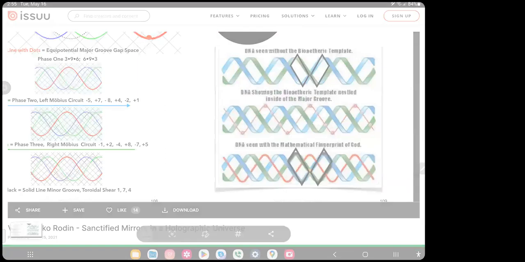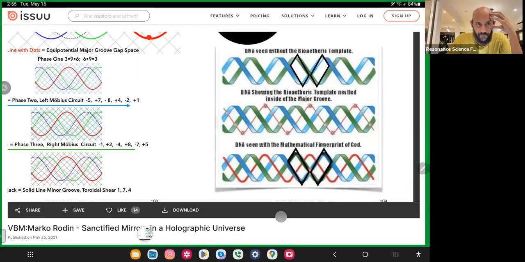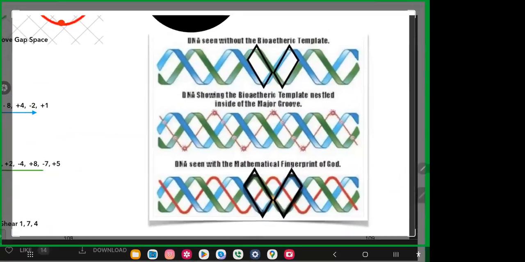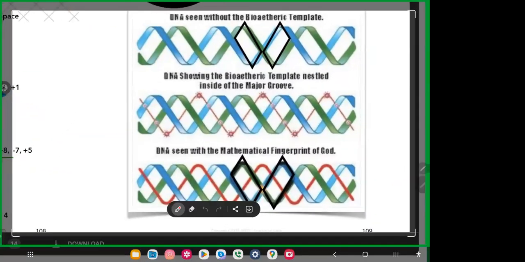So this is DNA. School has incorrectly taught that evolution is random.